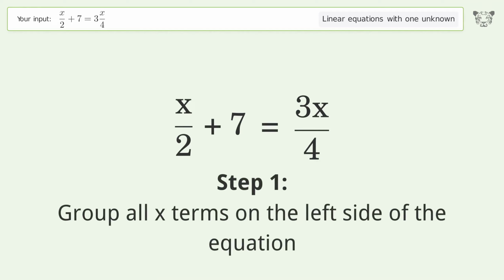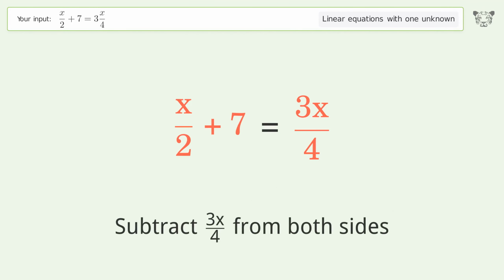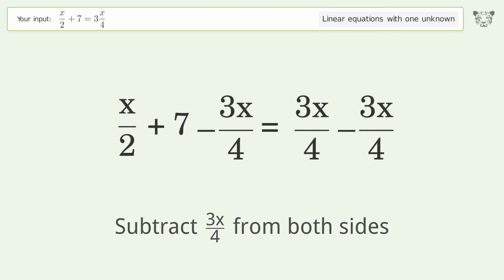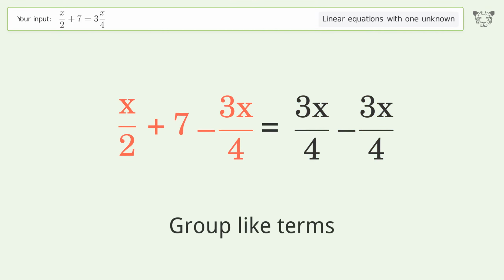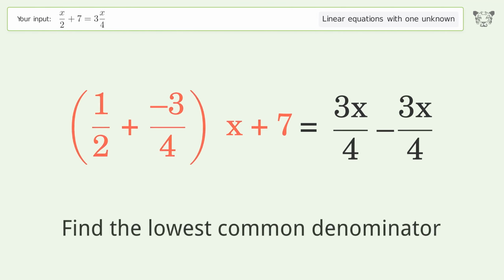Group all x terms on the left side of the equation. Subtract 3x over 4 from both sides. Group like terms. Group the coefficients. Find the lowest common denominator.